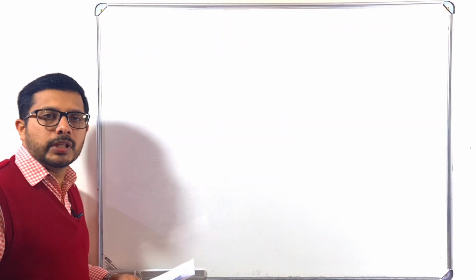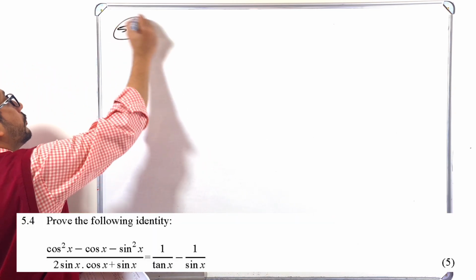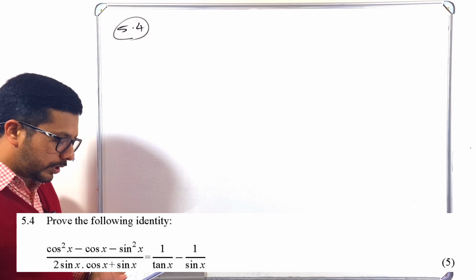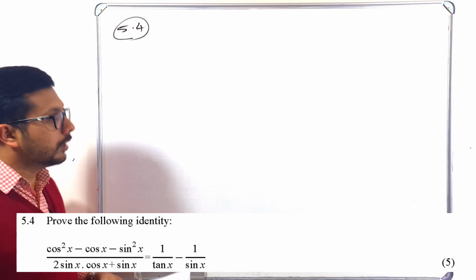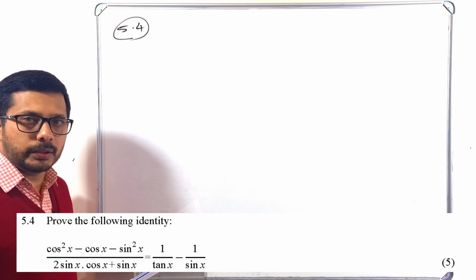Okay, now let's move to the next question, question number 5.4. What is the question there? Cos squared x minus cos x minus sin squared x. Prove that. That means we have to prove that left side is equal to right side. Look at the question.